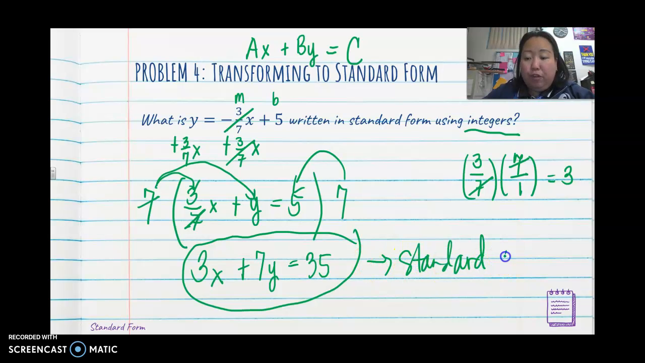Okay, so from slope-intercept form, we are able to change it to standard form. So remember, your goal is to get x and y to be on one side of the equation. All right, and it is important that your coefficients are always integers. So no decimals, no fractions as coefficient.